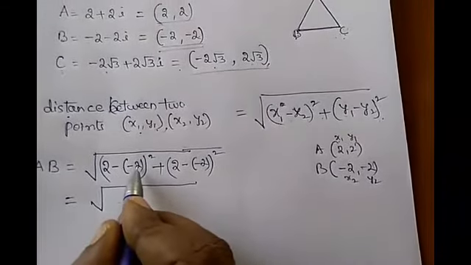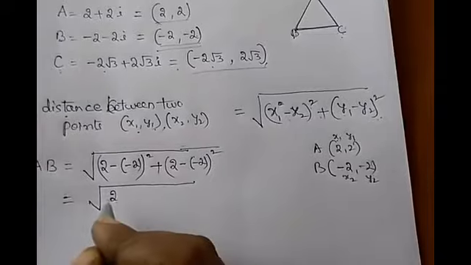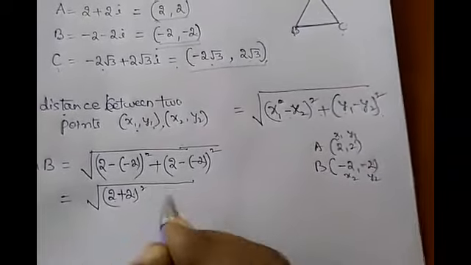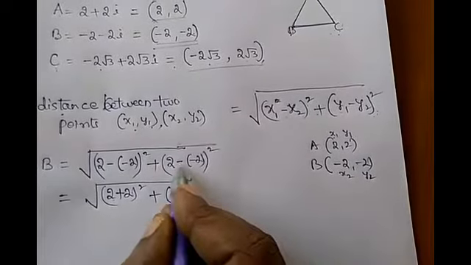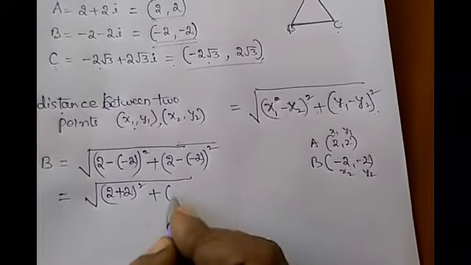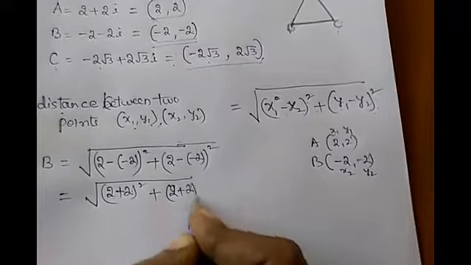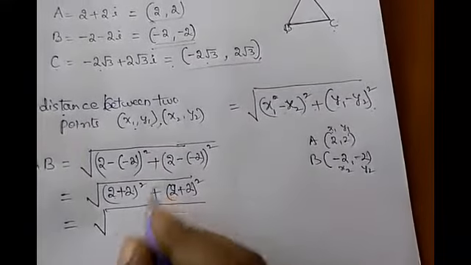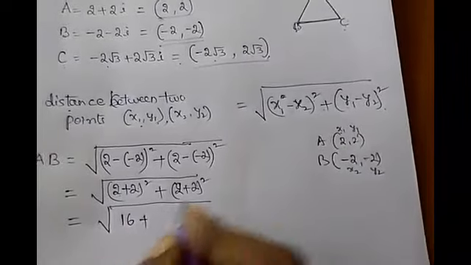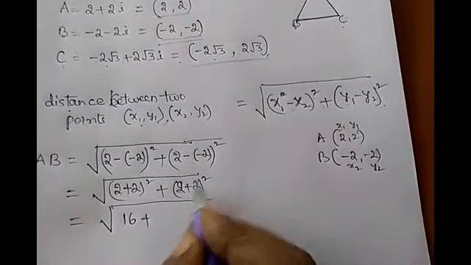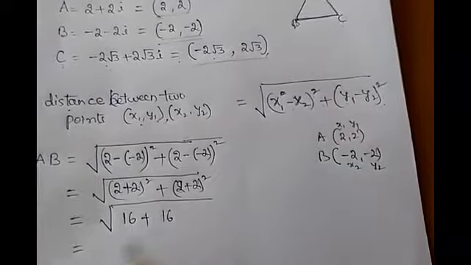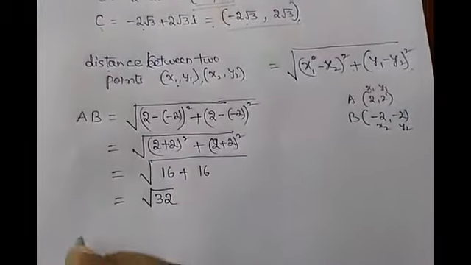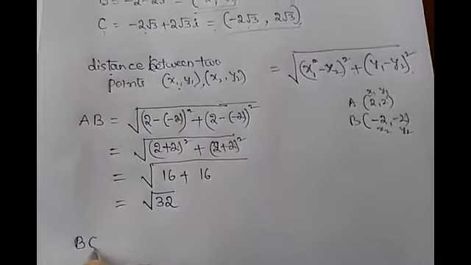2 plus 2 whole square plus 2 plus 2 whole square, which gives, what is 2 plus 2? 4. 4 square gives 16, plus here also 4 square gives 16. That means 16 plus 16, root 32. And similarly, you can find BC.